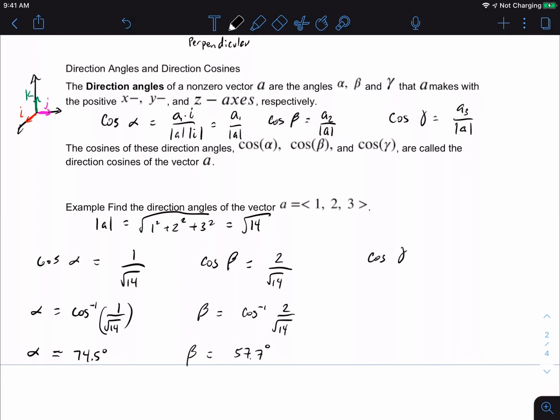And then cosine of gamma is going to be the 3 over the root of 14. And so gamma is going to be cosine inverse of 3 over root 14. I should put parentheses. And so that's going to give me a gamma that's approximately 36.7 degrees. And again, this one now is the angle referenced with the z-axis, okay?